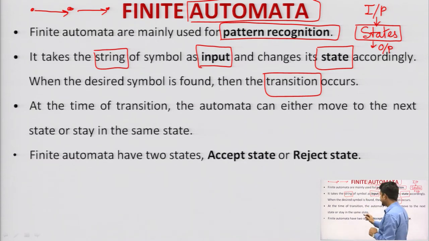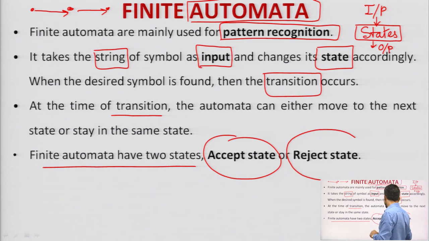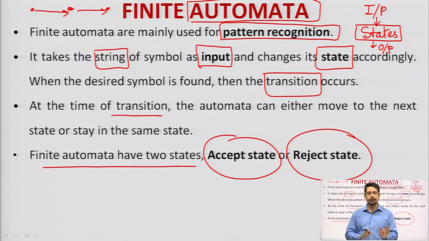Clear? Next, at the time of transition, the automata can either move to the next state or stay in the same state. These things we will discuss. Finally, finite automata have two kinds of states: one is the accept state and the other is the reject state. We will learn these once we start constructing finite automata. But for the time being, from the terminology you can analyze that accept means the state where the string is read and accepted. Reject means the string has been read, but it does not belong to the language, so it will go to the reject state. That is it. Clear? Now, move to the next slide.